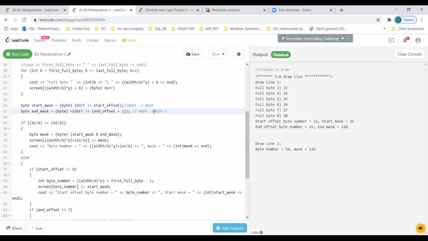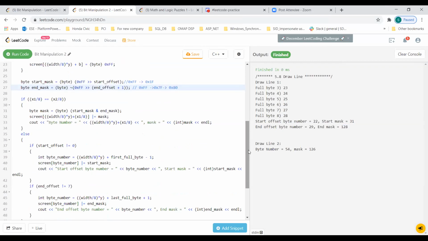Therefore, it says that I have to have this 0x7, but then I have to invert it because I'm going to set the bit at the MSB side, right? So it will be 0x80. So 0x80 is 128. Now, if I have this byte mask, and if my x1 and x2 are of the same byte, I just have to do ANDing of both the masks, and then I set it, because it will be a single byte that I have to set, right?